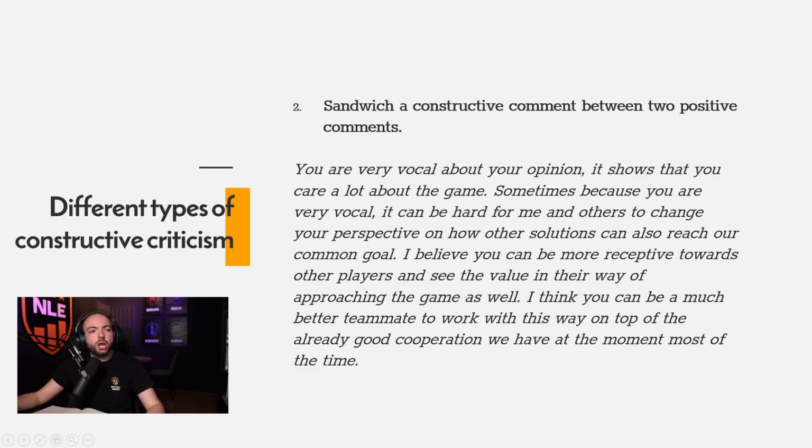Then we go to number 2, and that is sandwich a constructive comment between 2 positive comments. I believe this is one of the most common things in terms of constructive criticism that is out there, that's easy to use. Sometimes it's also called the hamburger model. So you have 2 buns and the criticism is in between.